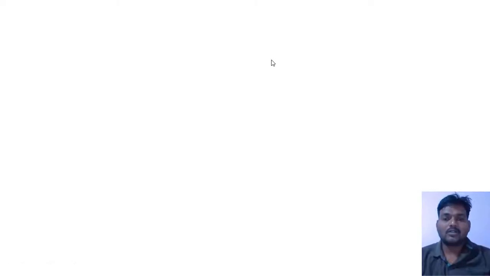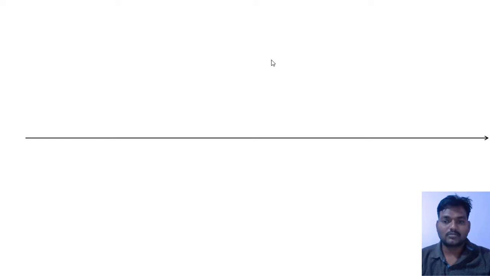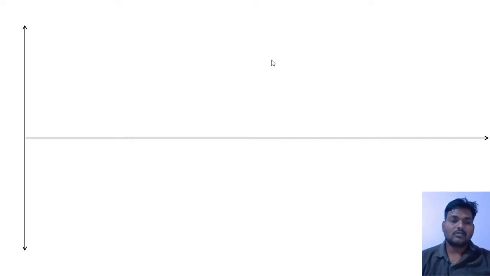Hi all, in this video I am going to tell you how to draw a three-phase waveform. For that, first of all you draw a horizontal line and then a vertical line. On the vertical line, from the point of intersection, you take 1 centimeter upwards and put one dot and name it as 0.5 Vs. I am taking Vs because we are drawing the voltage waveform.